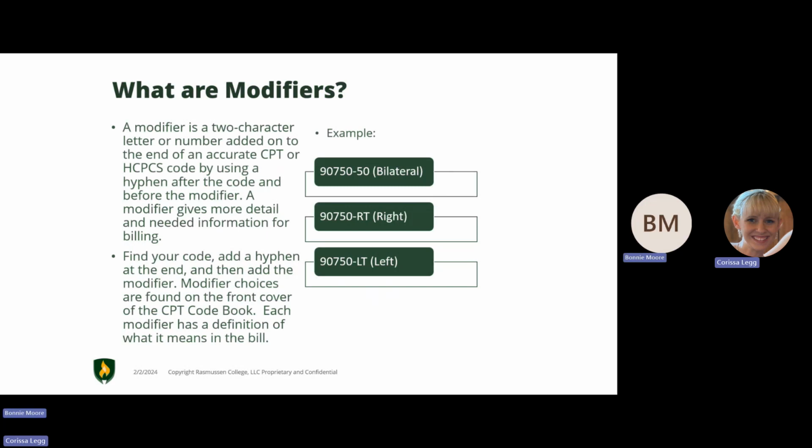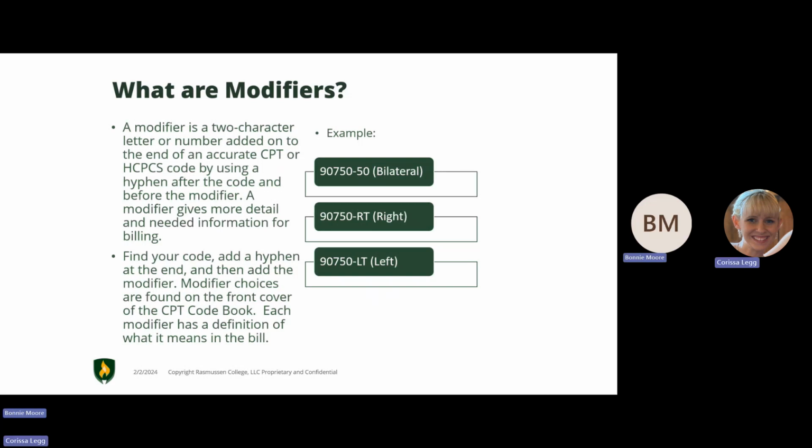So again, let's just look at what modifiers are, because modifiers are used in CPT, in a lot of physician office coding. So a modifier is always 2 characters. It can be letter or number, and it's added at the end, like we said, with that hyphen. And that then indicates that there's more detail and needed information for billing and to the insurance company.